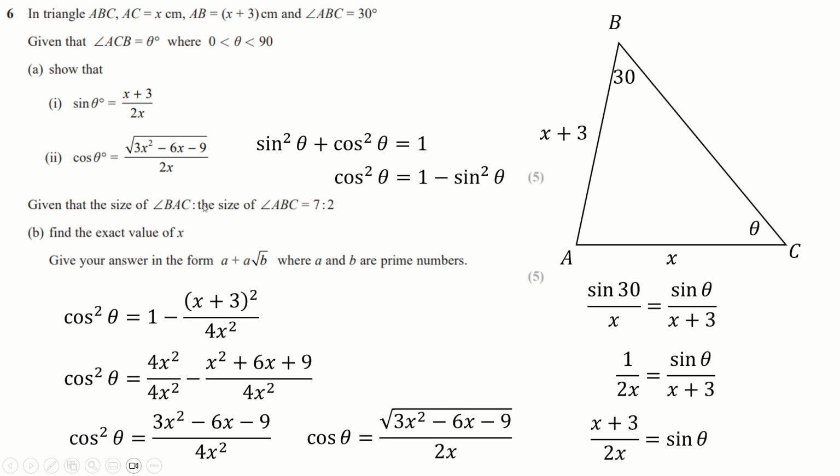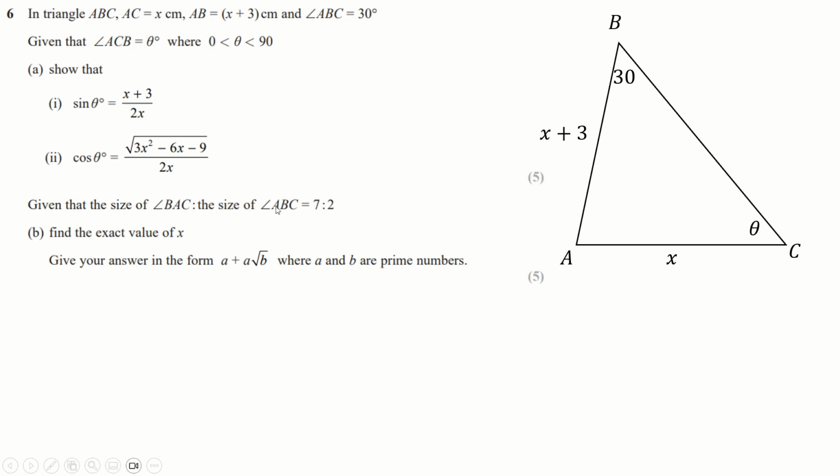Good. Given the size of that is this to this, so ABC is the 30 degrees, so that's 30. So divide by 2, 15 times by 7 for 105. 180 minus these two things makes 45, so this angle is 45 here. And you can use either of these two results. I decided to use this one because I thought I was being smart. So I said cos of 45 is all this, and I'll solve this for x.